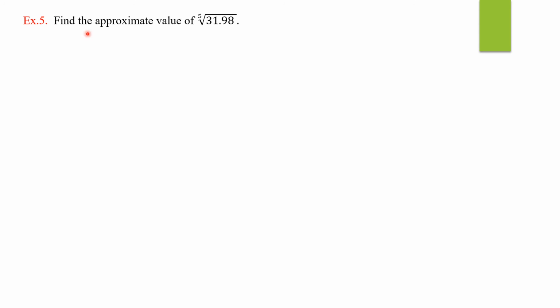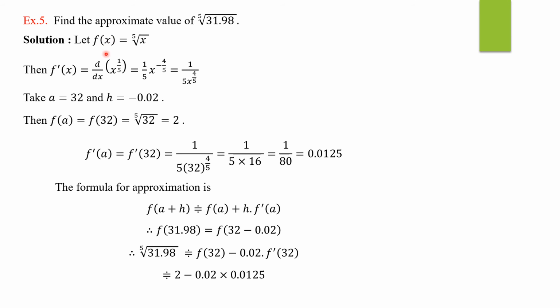Example number 5. Find the approximate value of fifth root of 31.98. Solution. Let f of x equal to fifth root of x. Take the function. Then its derivative f dash of x equal to d by dx of x raised to 1 by 5. We use the formula of x raised to n, that is n into x raised to n minus 1. Hence we get 1 by 5 into x raised to minus 4 by 5. Take the power of x as positive, then we get 1 divided by 5 into x raised to 4 by 5.